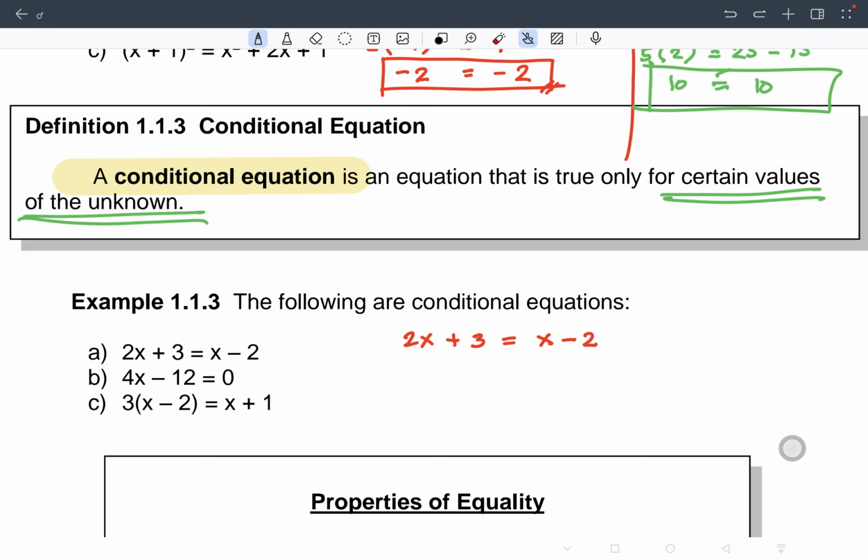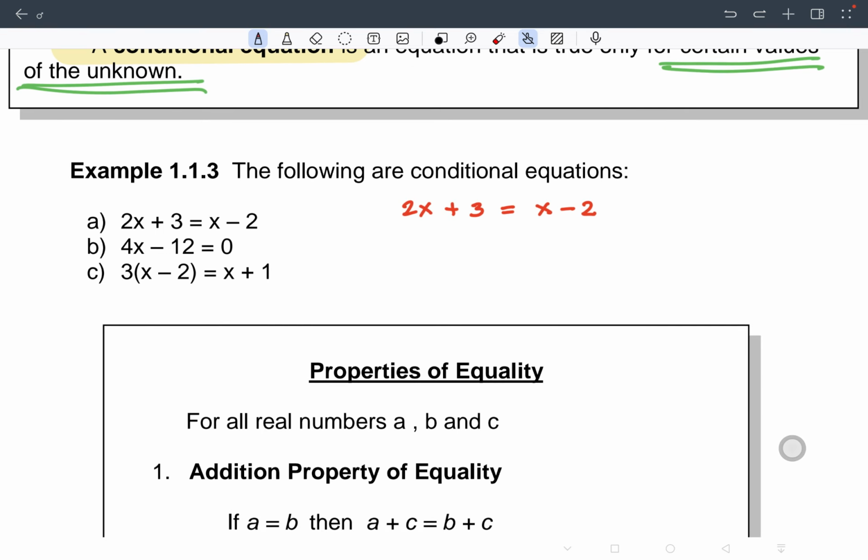So, this will become 2x, transposing x to the left side. Magiging siyang minus x kasi positive dito sa kabila. Pag transfer mo siya dito sa left side, magiging na siyang negative, is equal to, matitira naman dito sa right side, negative 2. Tapos dito naman ay plus 3. So, magiging siyang negative 3 pag dilipat natin sa kanan.